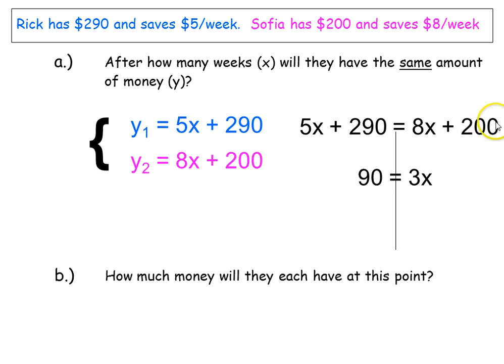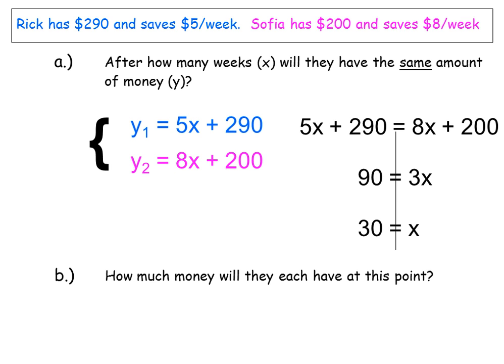So I'm going to subtract 200 on this side, make it go away because the 200 is gone. And if I subtract 200 on this side, I have to subtract 200 on this side. 290 minus 200 is 90. Now I have 90 equals 3x. So I'm going to divide both sides by 3 and find that x has to be 30. So what this means is that at 30 weeks, Rick and Sophia will have the same amount of money.